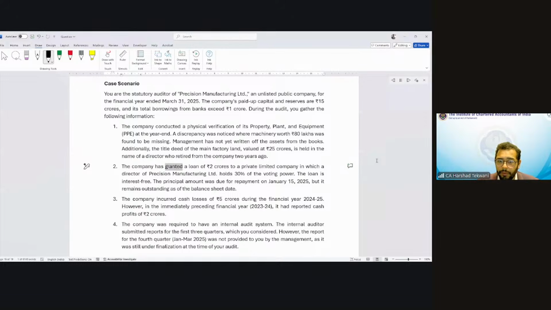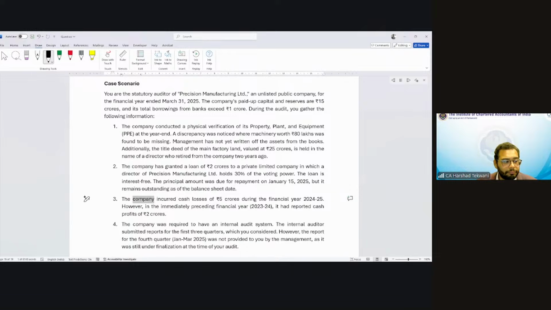The company has granted a loan of 2 crore rupees to a private limited company in which a director of Precision Manufacturing Limited holds 30% of the voting power. The loan is interest-free. The principal amount was due for repayment on 15th January 2025, but it remains outstanding as of the balance sheet date.